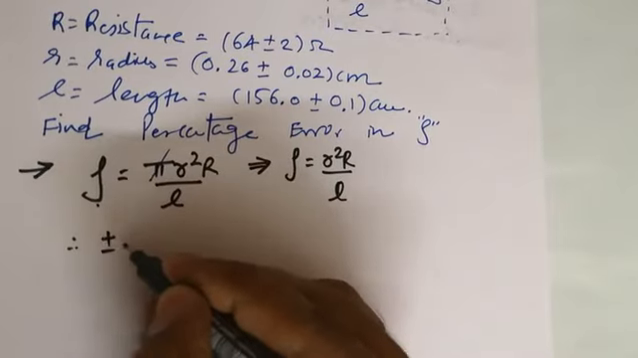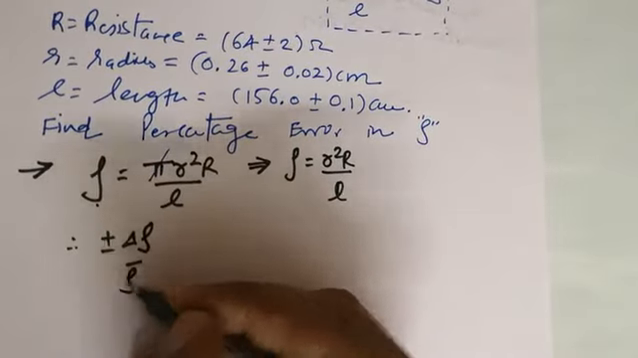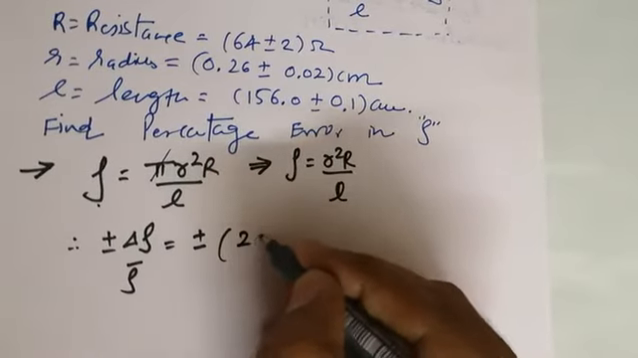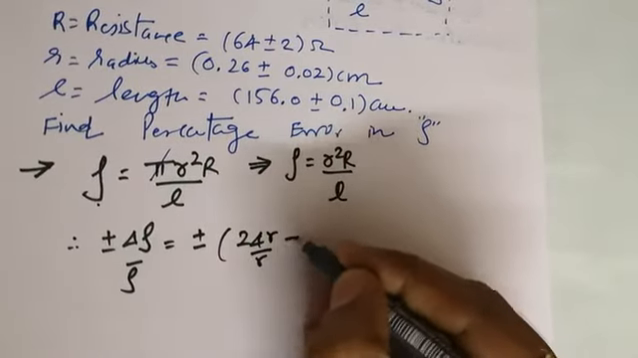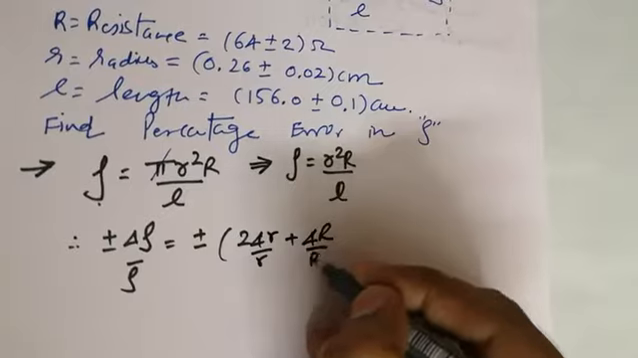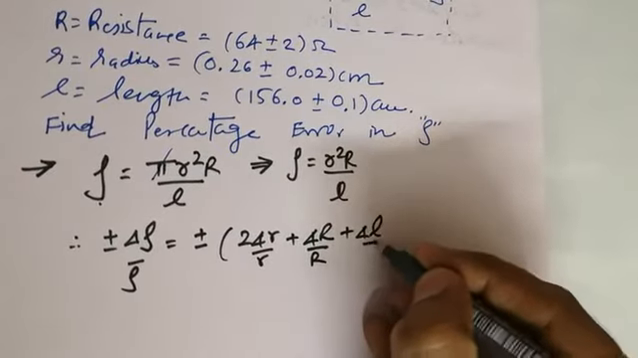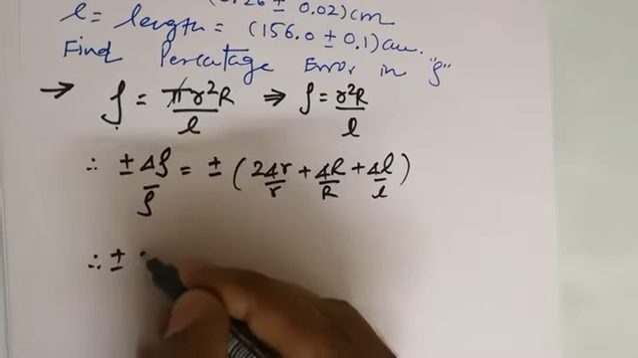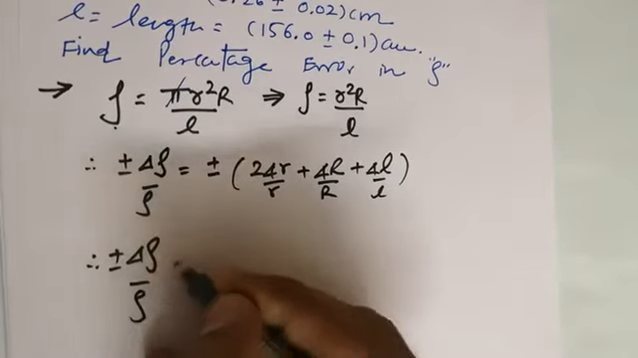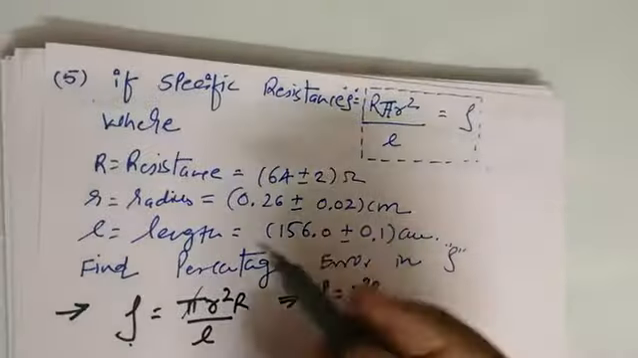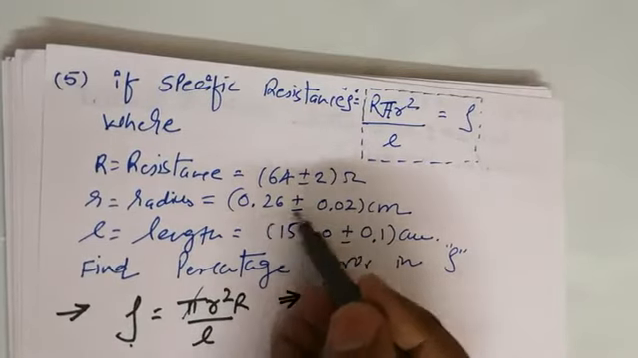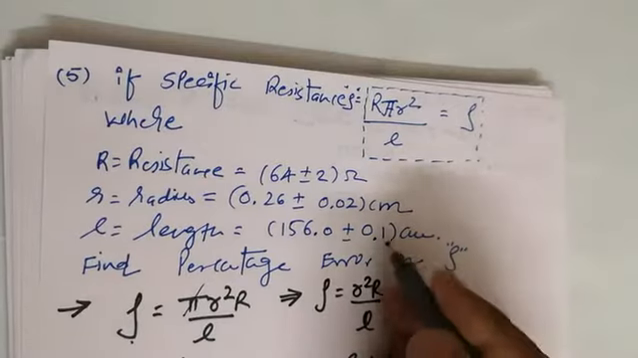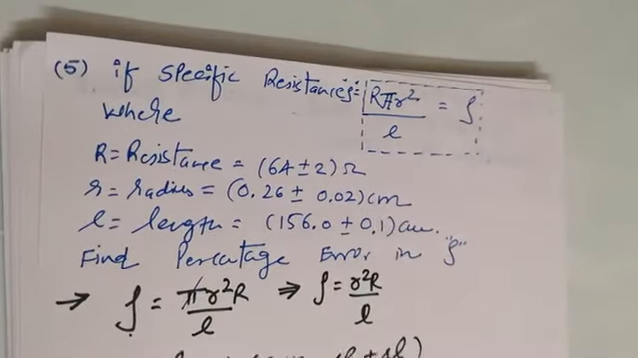So plus or minus delta rho by rho equals plus or minus 2 times delta r by r plus delta R by R plus delta L by L. So I am now putting those values which have been given to me from that data. Delta r is equal to 0.02, r is 0.26, capital R is 2 by 64, and delta L by L is 0.1 divided by 156.0.